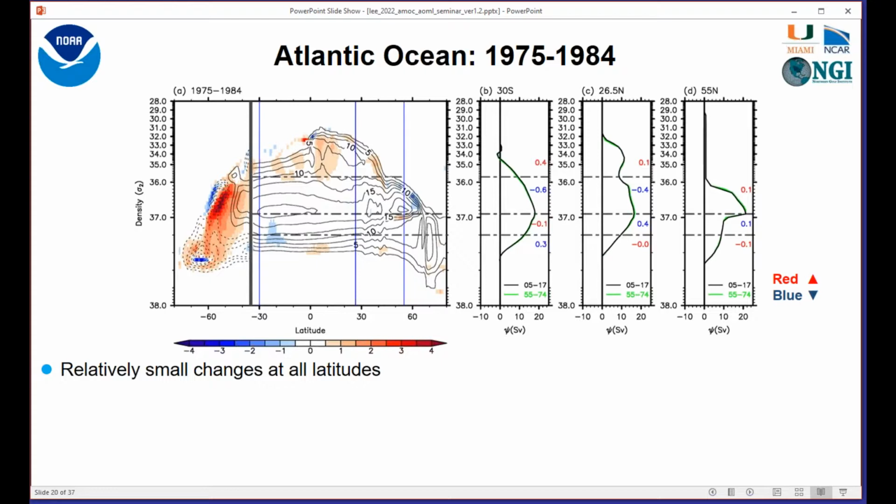And then let's look at what happened in 75 to 84. Nothing much, it changes very little. By the way, again, I'm sorry for this label here. This should be 75 to 84. This is wrong. Okay, so that's what we see.